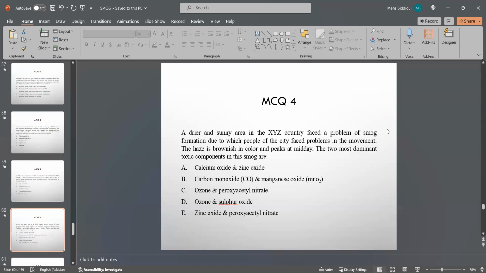MCQ number 4. A dry and sunny area in the XYZ country faced a problem of smoke formation due to which people of the city face problems in the environment. The haze is brownish in color and peaks at midday. The two most dominant toxic components in the smoke are calcium oxide, zinc oxide; carbon monoxide and manganese oxide; ozone and peroxyacetyl nitrate; sulfur oxide and zinc oxide. C is the right option.